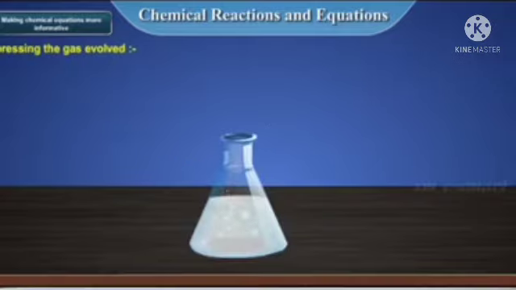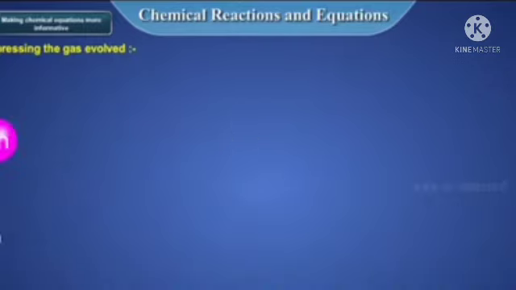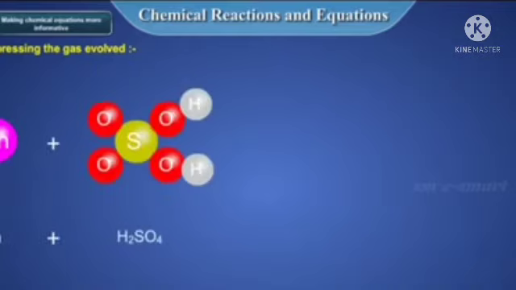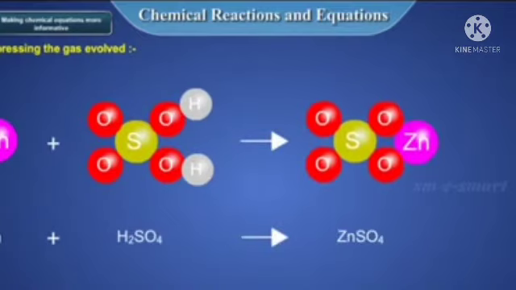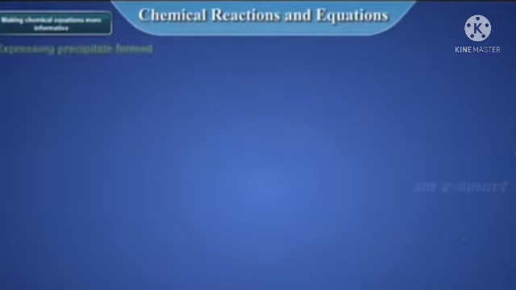Gas evolved. If a gas is evolved in a reaction, it is denoted by the upward direction of an arrow mark. Zinc plus H2SO4 sulfuric acid gives rise to zinc sulfate plus hydrogen gas is evolved.